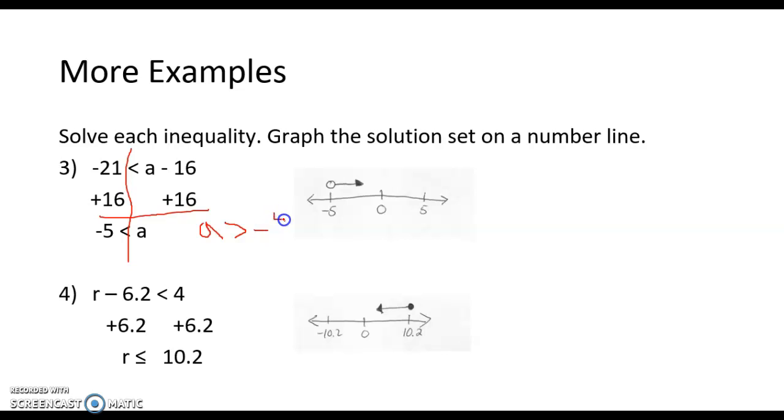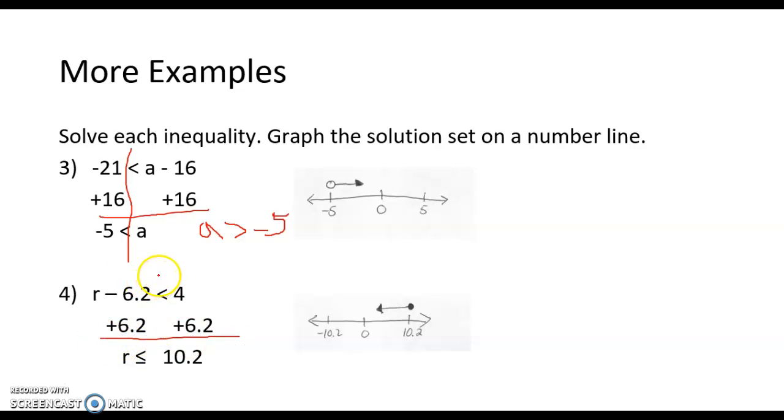negative 5. And sorry, all the examples are pointing the same way, but this one also is going to be pointing right. Notice how it is an open dot starting at negative 5 and pointing off to the right. And for the final example here, we are dealing with decimals, which is a possibility too. So we're going to start by doing the opposite of subtracting 6.2. We identify the variable as r, so we got to start on this side of the problem. We're going to add 6.2 to both sides.